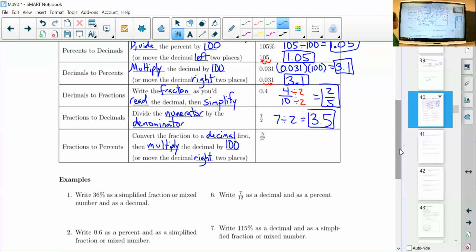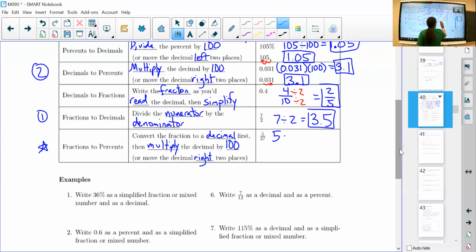So this is some extra work. We have to convert the fraction to a decimal. We have to do everything we did up here, and then we have to convert the decimal to a percent. So basically this is doing this first and this second. We can do that though.